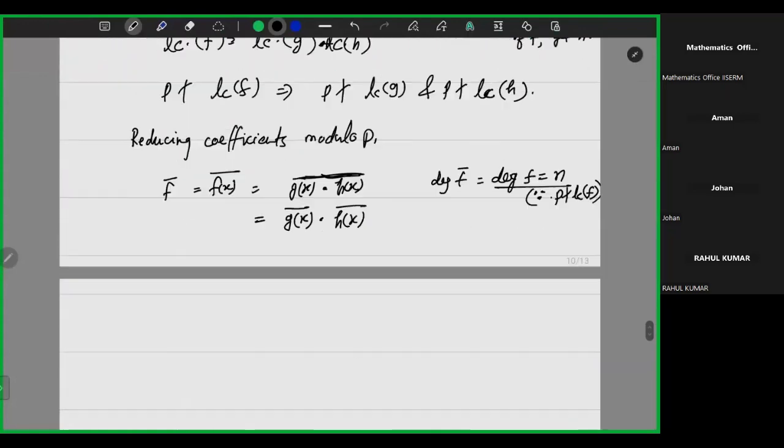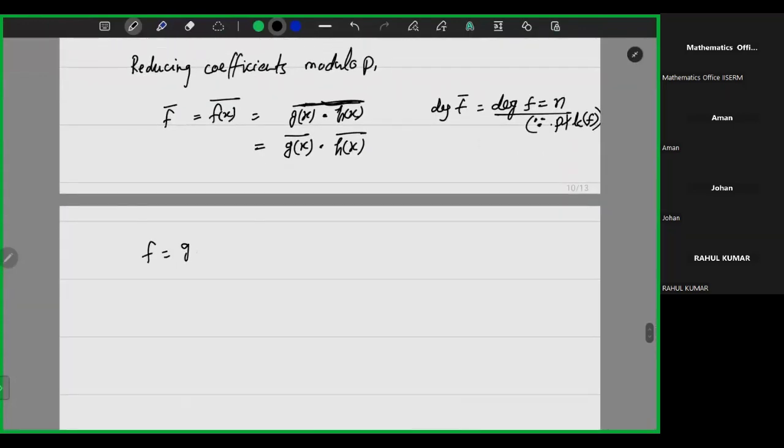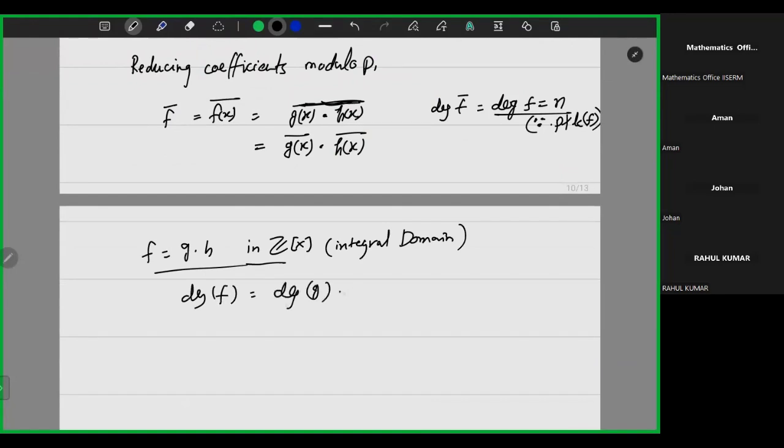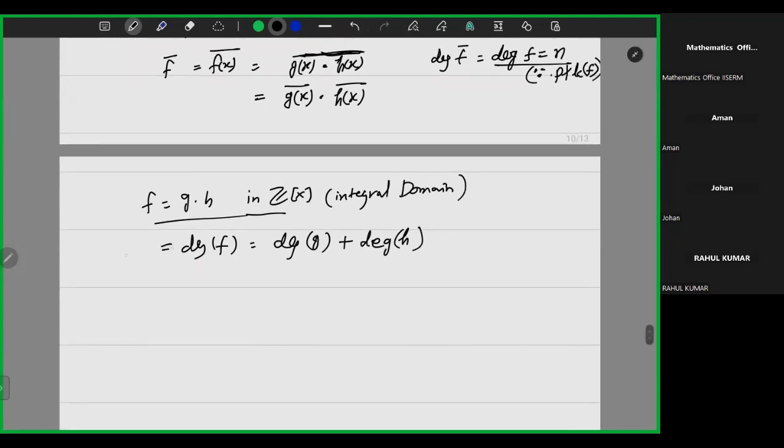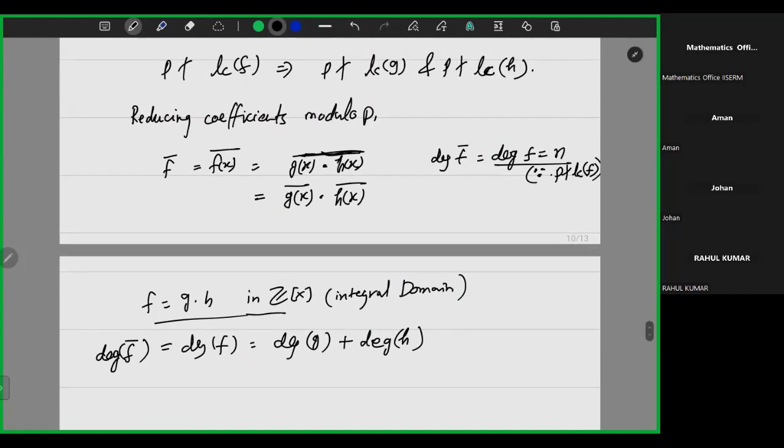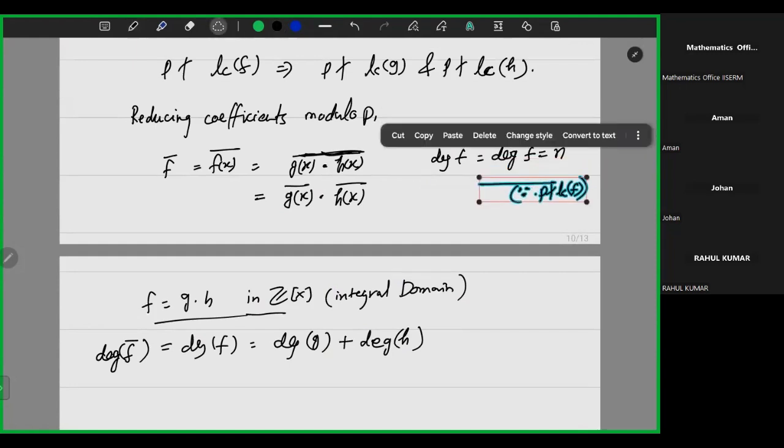Okay, so because F is equal to G into H in Z[X], which is an integral domain, the degree of F is the same as the degree of G plus the degree of H. And the degree of F is the same as the degree of F bar, as we just saw, because P does not divide the leading coefficient.